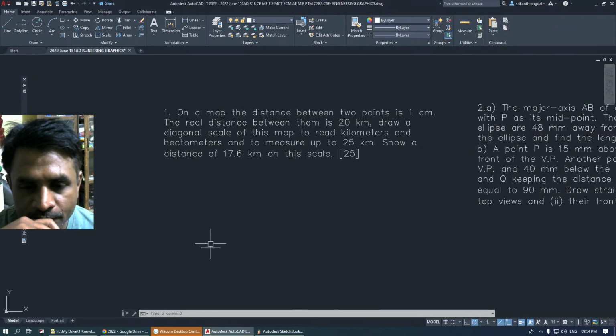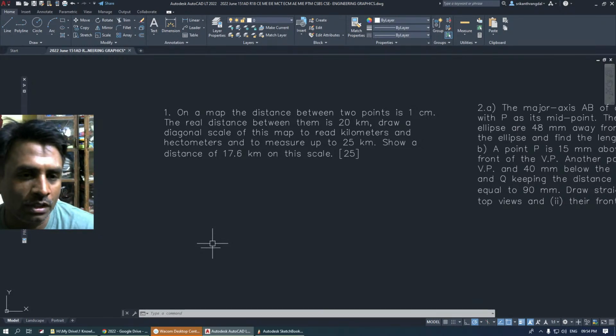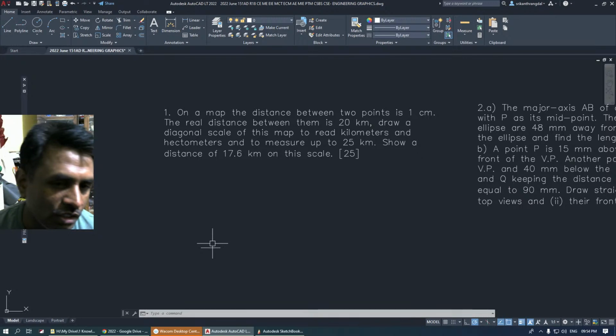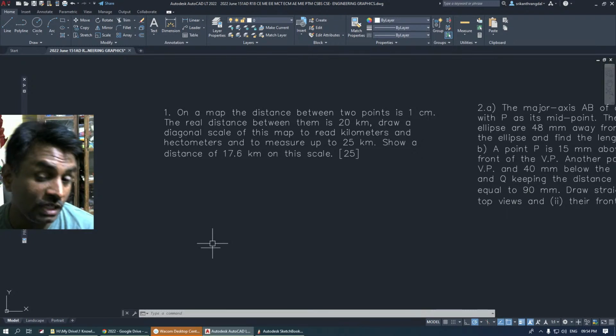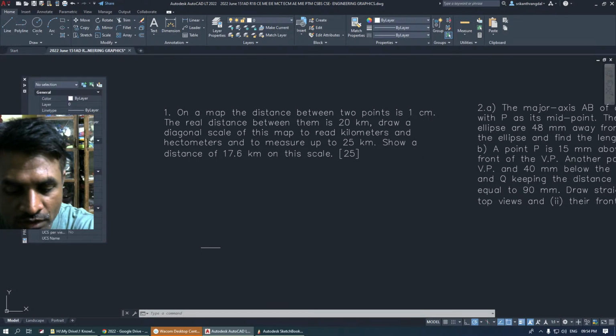Okay, so 0 to 25. If we make 5 equal divisions in this, we are going to get each division equal to 5 kilometers, and then we make 5 equal divisions in each division to get 1 kilometer, and then we need to further divide that into 10 equal parts. So that's not that difficult, I guess. Let's go ahead and do the divisions.